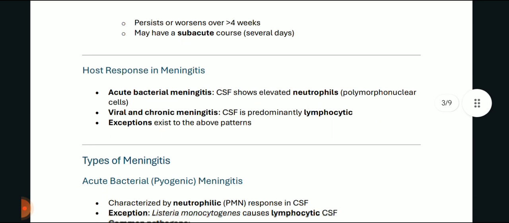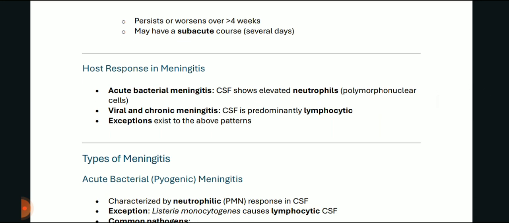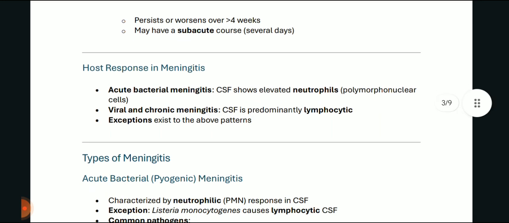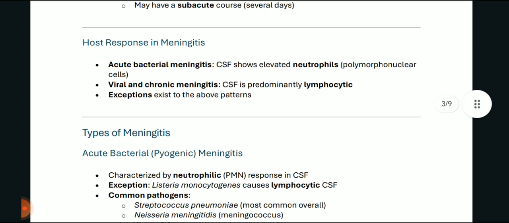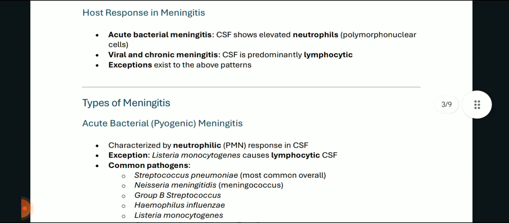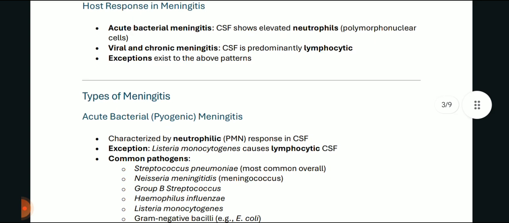Now the host response. एक्यूट बैक्टीरियल मेनिंजाइटिस के अंदर हम लोग याद रखेंगे CSF shows increased neutrophils, polymorphonuclear cells, while in viral and chronic meningitis CSF is mostly lymphocytic. Exceptions exist to these patterns, but in general this is the case.